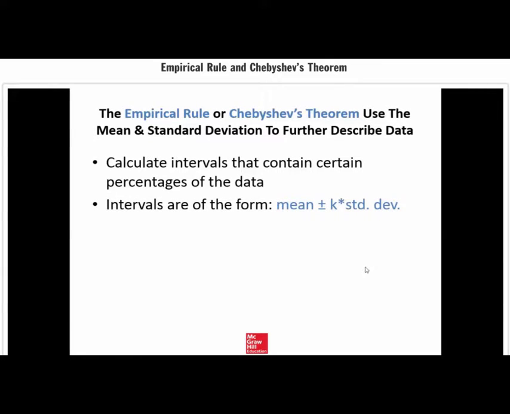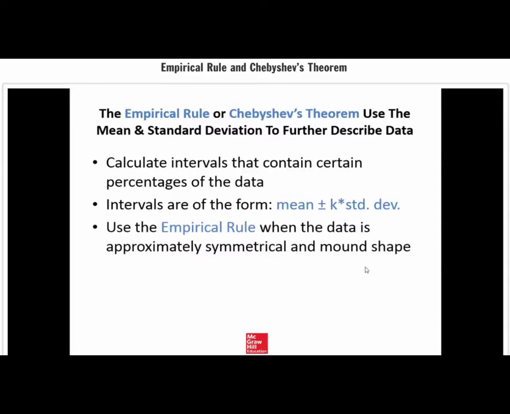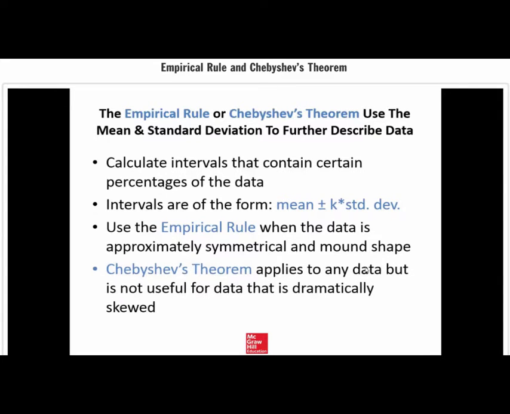All of the intervals that we calculate are the mean plus or minus some number of standard deviations. K stands for the number of standard deviations we're going to go out. We use the empirical rule, which is better or stronger than Chebyshev's. So we use the empirical rule when the data is approximately symmetrical in mound shape, and we use Chebyshev's when that's not true. Again, empirical rule is stronger than Chebyshev's theorem, so it's a better procedure to use if you can.